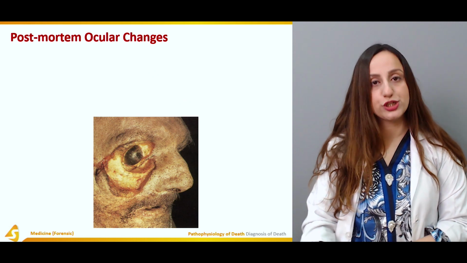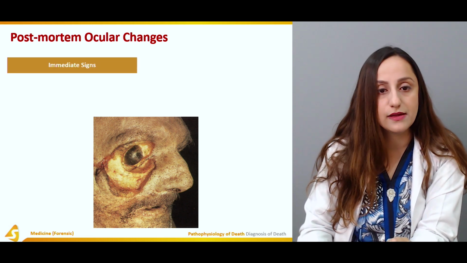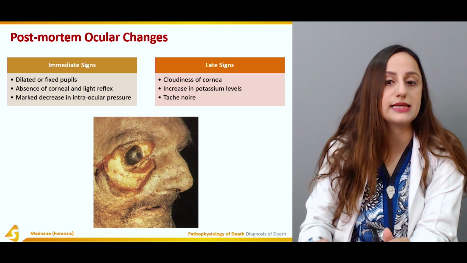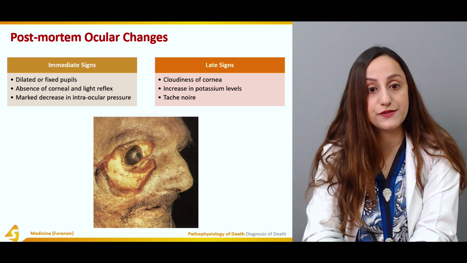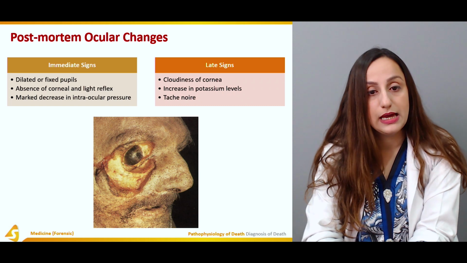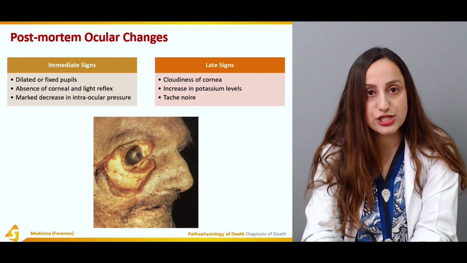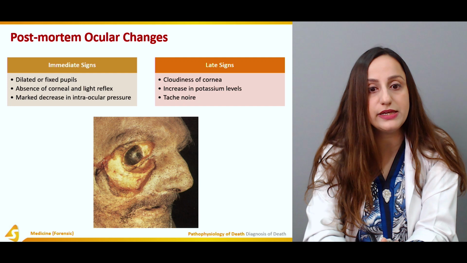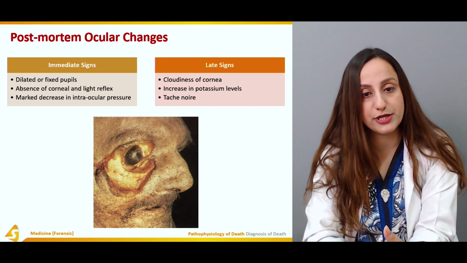Now, the post-mortem ocular changes. A lot of changes in the eye occur after death, and some of them are the immediate changes, and then we have the late signs. Now, the immediate changes: we have the dilated or fixed pupils, the absence of the corneal and the light reflex. When the physician shines a torchlight or something, there will be no pupillary response to that, and that is basically the absence of the light reflex. There will be a marked decrease in the intraocular pressure.